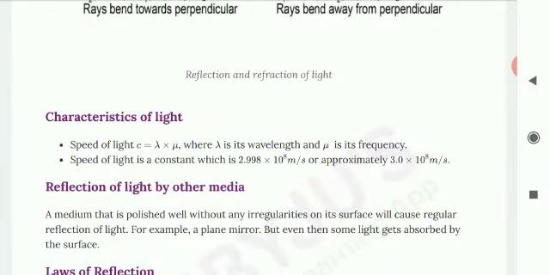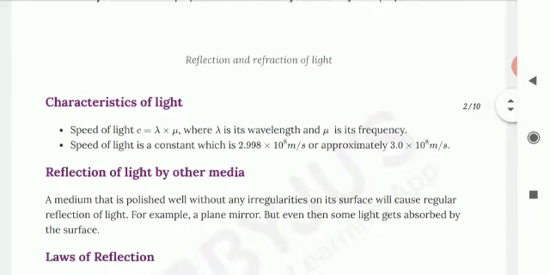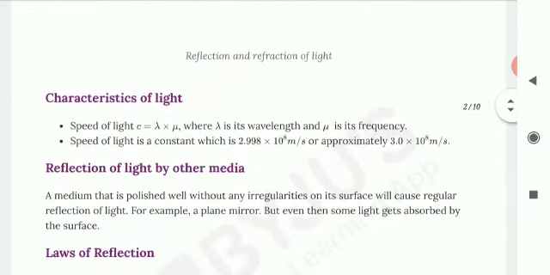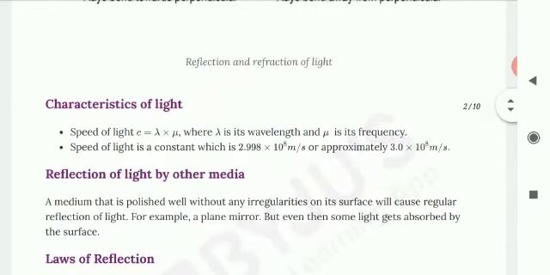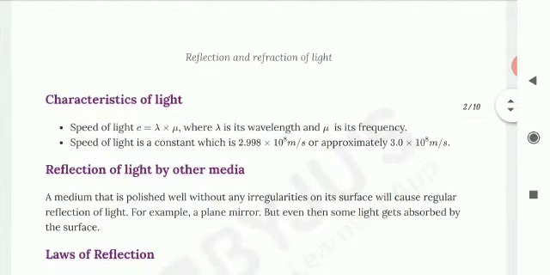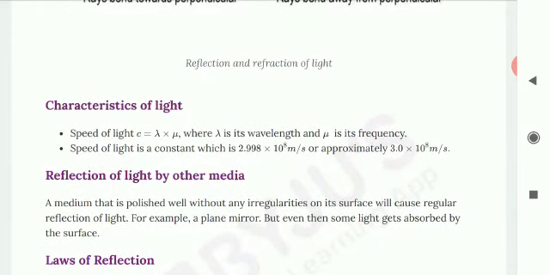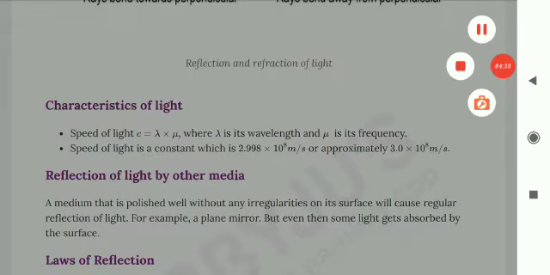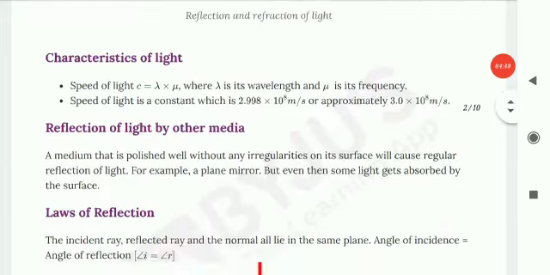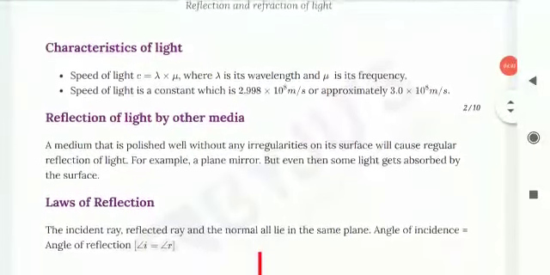Reflection of light by another medium. A medium that is polished well, without any irregularities on its surface, will cause regular reflection of light. You can see the example in a plane mirror. And if the surface is irregular, then you can't get a regular reflection. In the laws of reflection that we had discussed, angle I is equal to angle R.